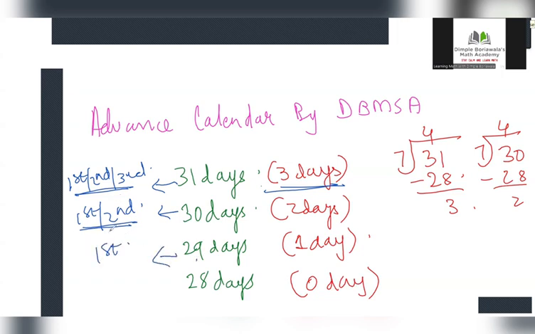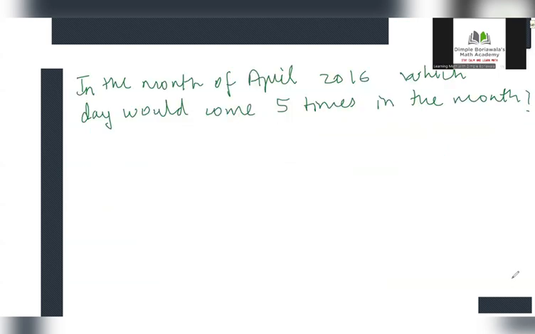Suppose your first is falling on Monday. Then Monday will come 5 times in the month of February in a leap year, and in a non-leap year, 0 days. Okay, now let's see how this works. In the month of April 2016, which day would come 5 times in the month? Let us see the calculation. In order to get more examples about this, go to my intermediate calendar video. You will know more about it.